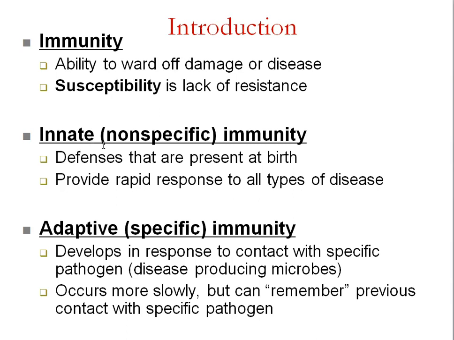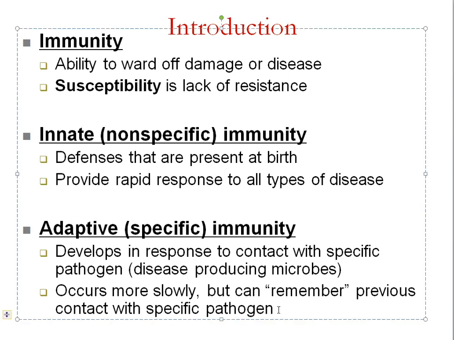With our immune system, we've got two basic types of immunity. We have our innate immunity. This is non-specific. This is the stuff that you're born with. The defenses that are present at birth, and it provides a rapid response to all types of disease. Adaptive immunity, or specific immunity, develops in response to contact with specific pathogens, disease-producing microbes. It occurs more slowly but can remember previous contact with specific pathogens.